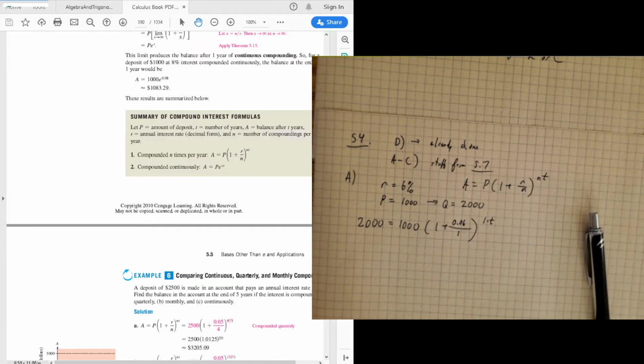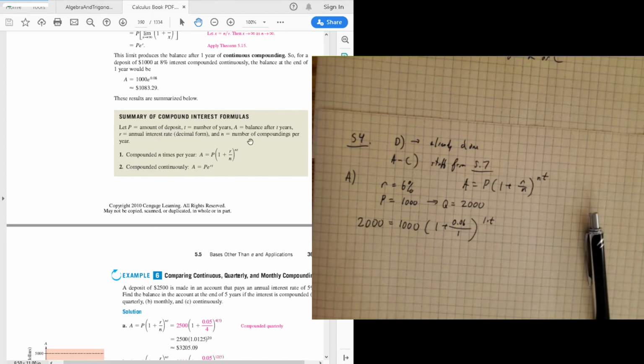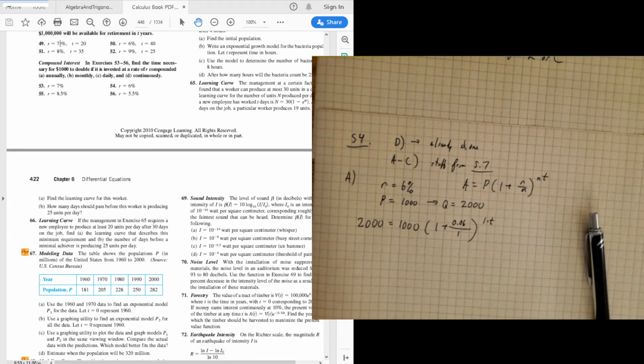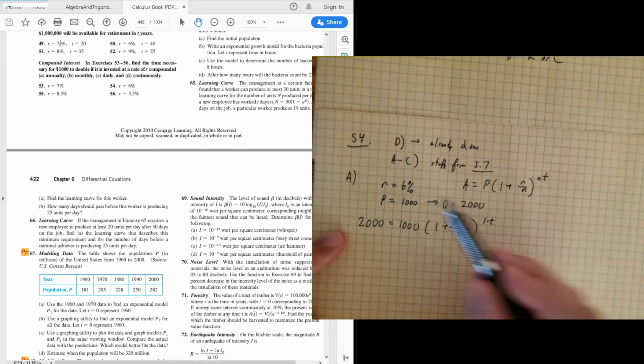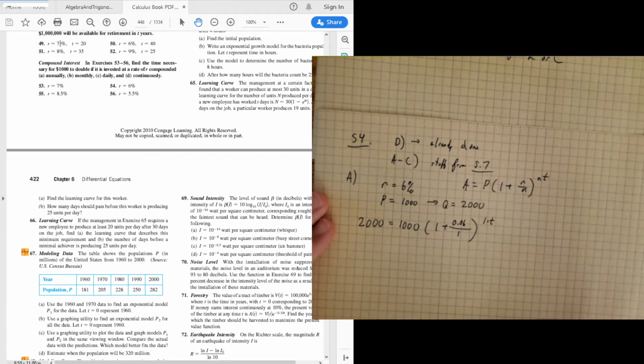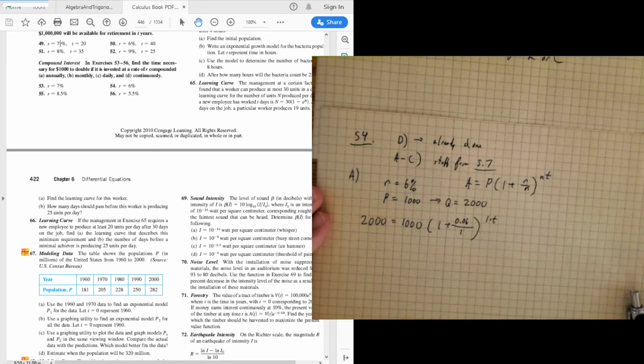As you can see right here from our formula, this is the number of compounds per year. So if it's doing it annually, that means it's going to be once per year, and in this case my n should be 1. Okay, going back to our problem, this means we get this formula where we have everything except for t. Well, now I can use algebra to solve for t.